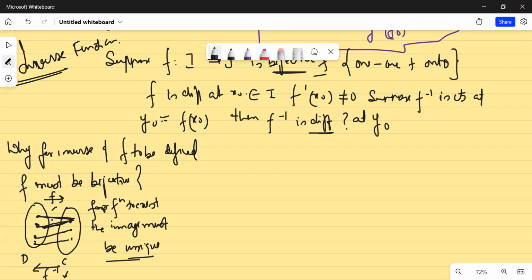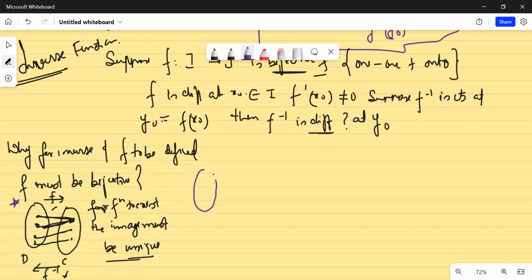It cannot be many-one. Because if it is many-to-one, then what will happen? Let's say here it is a point. Now for the inverse function, this will behave as a domain. So here you will have a violation of the basic definition of a function, that the image of a function should be unique. Yes or no? So the first thing is clear, that your function cannot be many-to-one. It has to be one-one, right?